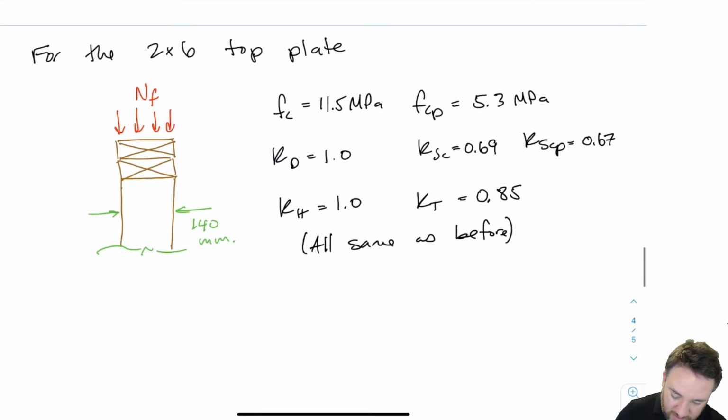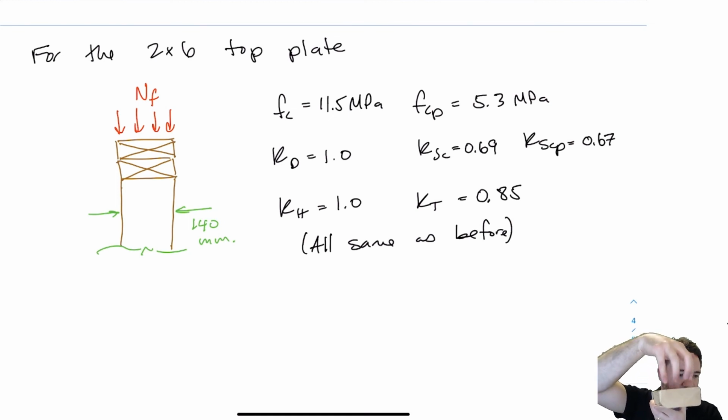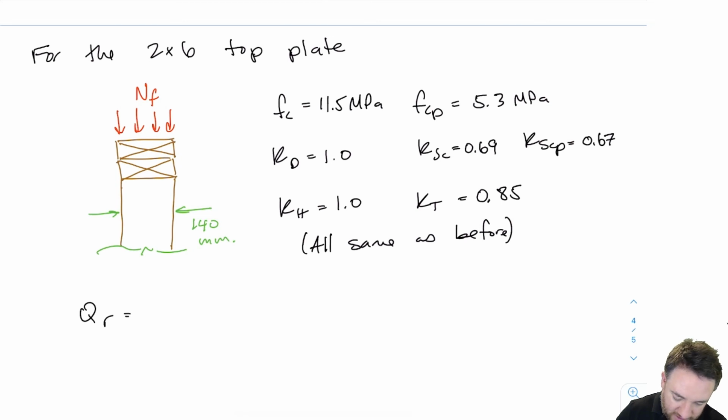Okay, so now what's the load resistance here? We're only loading perpendicular to grain on the top plate. So if this is my top plate, my load is coming here. So it's in a perpendicular to grain direction, not in a parallel to grain direction. And it's not at any angle to the grain. It's completely perpendicular. So there is no interaction that needs to be done. We're doing a regular perpendicular to grain check here. And you'll recall that this is our equation for that.